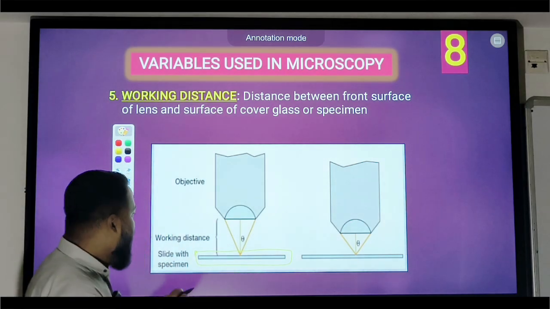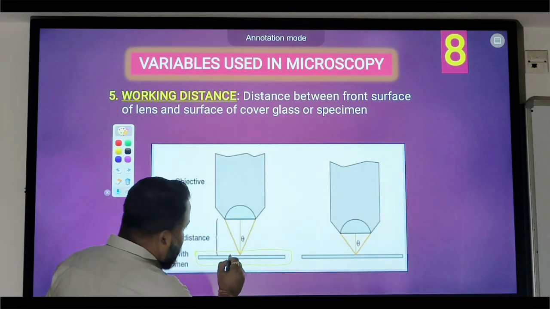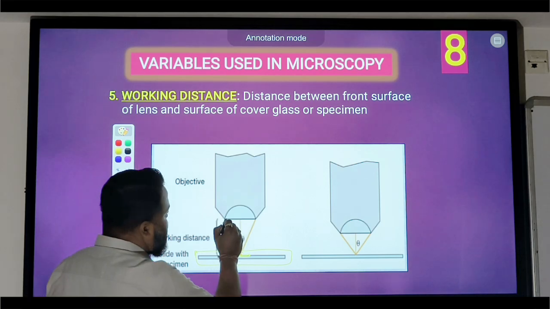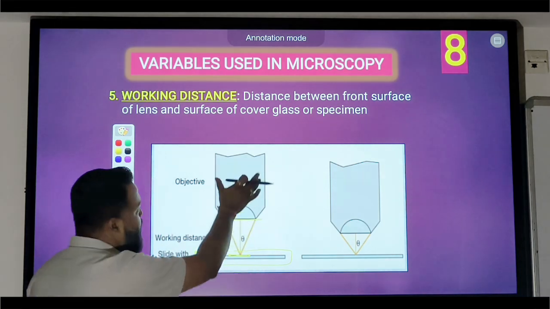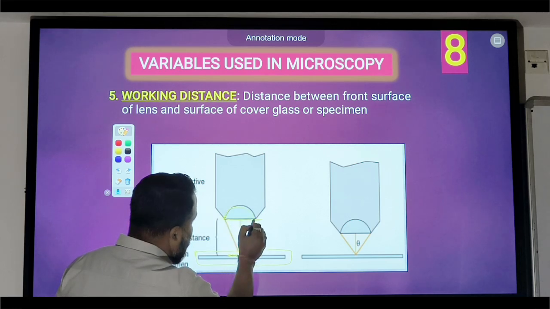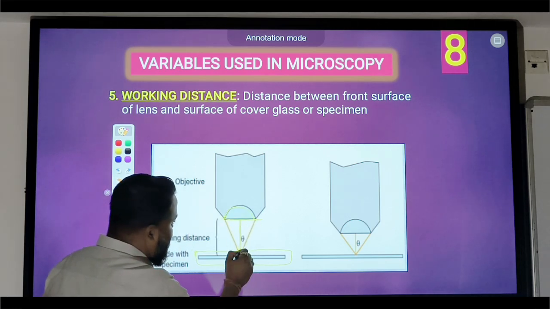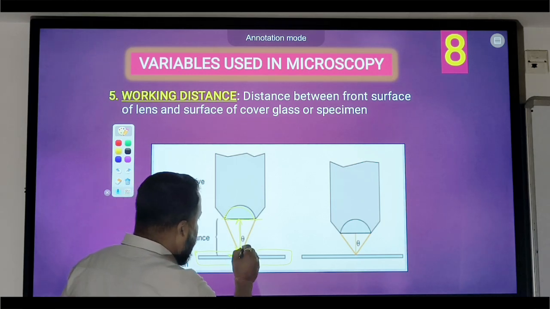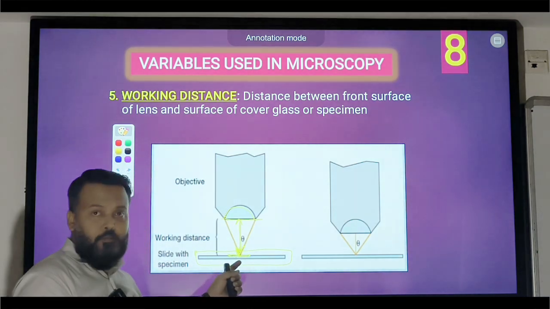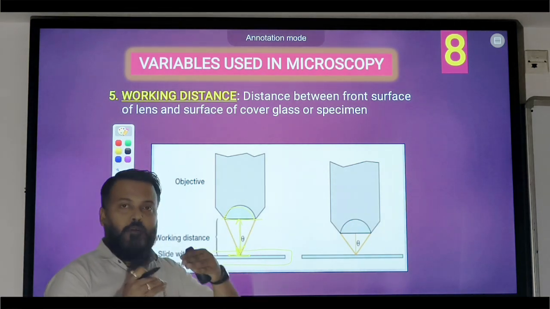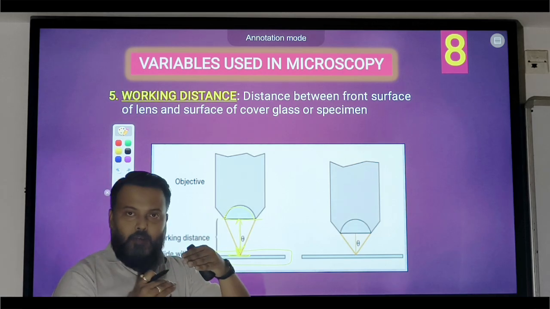Now let me explain how it will be different. Suppose there is a cover slip attached here, and this one is the objective lens. From the lens, the distance that will be obtained till the cover slip will be termed as the working distance. That means the distance between the objective lens and the cover slip will be taken into account.